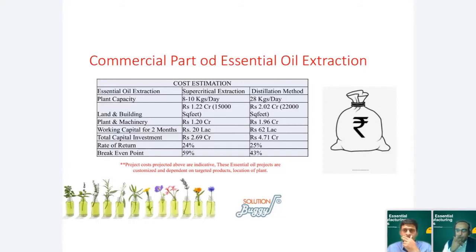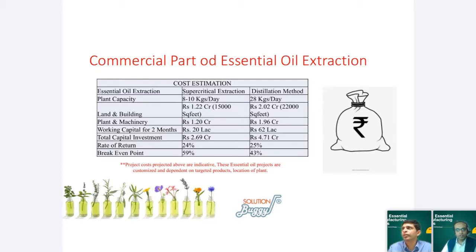So, the commercial part of essential oil extraction. Apologies for the spelling mistakes. The cost estimation is for an 8 to 10 kg extract a day, so a plant capacity of supercritical extraction of 8 to 10 kilos.